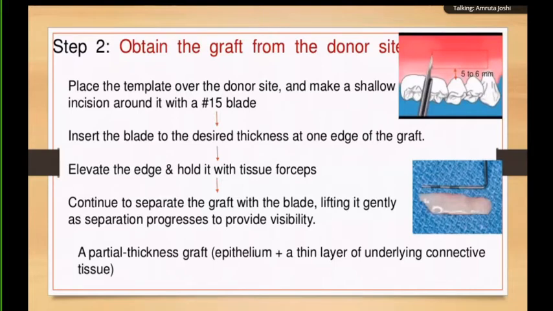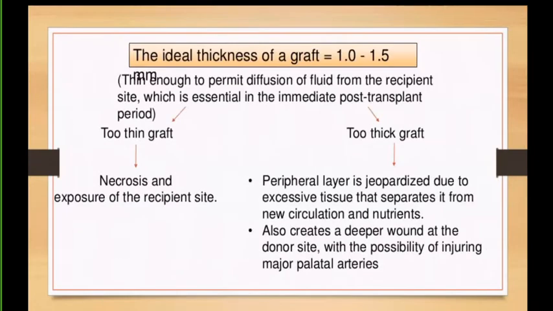See the difference in free gingival graft. Later on, we will also see connective tissue. Here you are removing both the things, epithelium as well as the underlying connective tissue. You are removing both of them from the palate. So what is the ideal thickness of the graft? It is 1 to 1.5 millimeters.